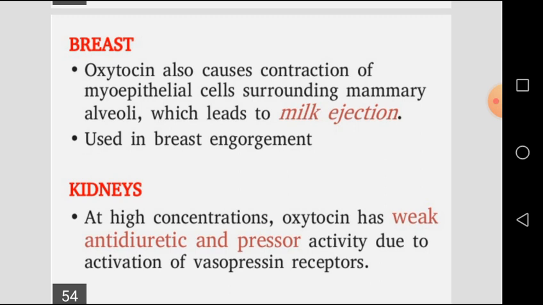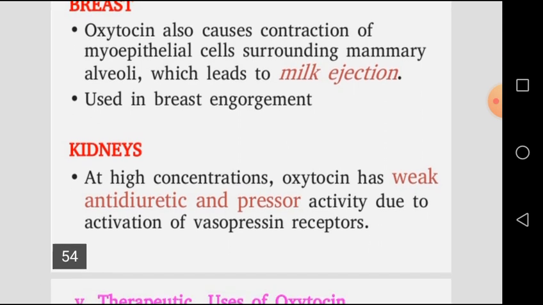Then coming to the breast, oxytocin also causes contractions of myoepithelial cells surrounding the mammary alveoli, which leads to milk ejections. This is used for breast engorgement also. On the kidneys, at high concentrations, oxytocin has weak antidiuretic and pressor activity due to activation of vasopressin receptors.